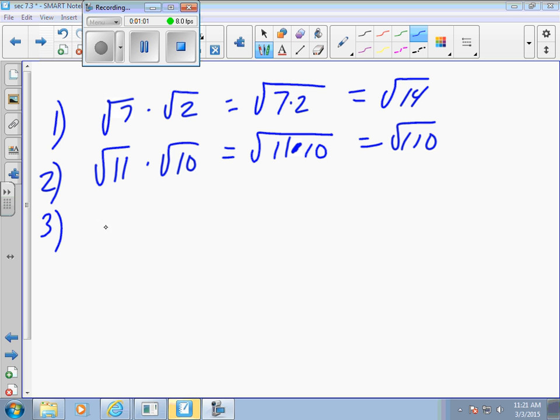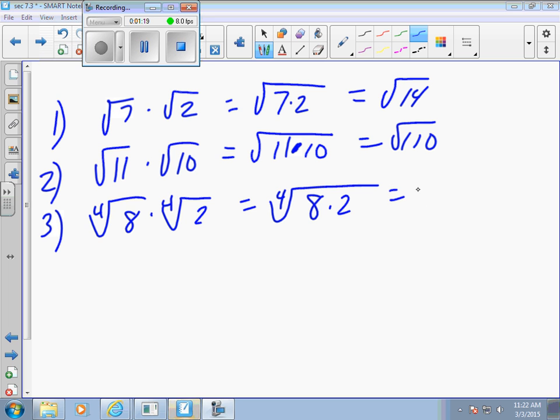Number 3, I have the fourth root of 8 times the fourth root of 2. In this one, since we have a common root number, they're both fourth root. 8 times 2 is 16. And if we look at our cards, we know that the fourth root of 16 is 2.